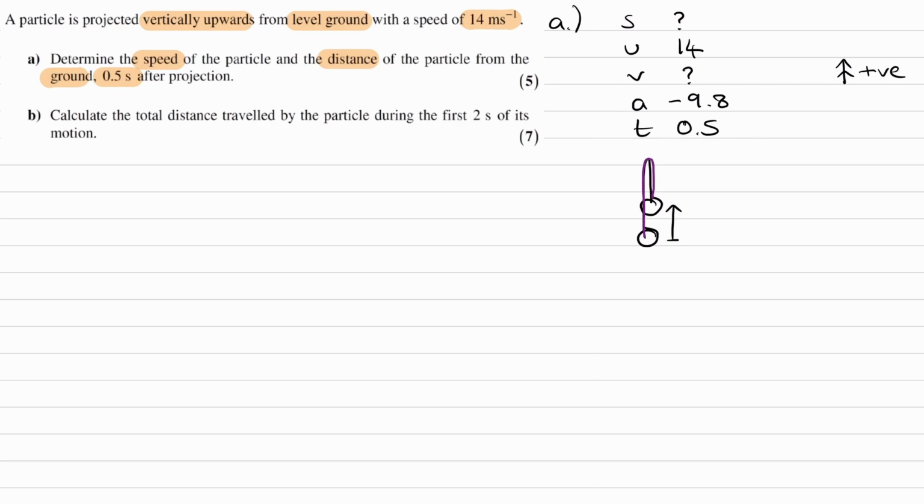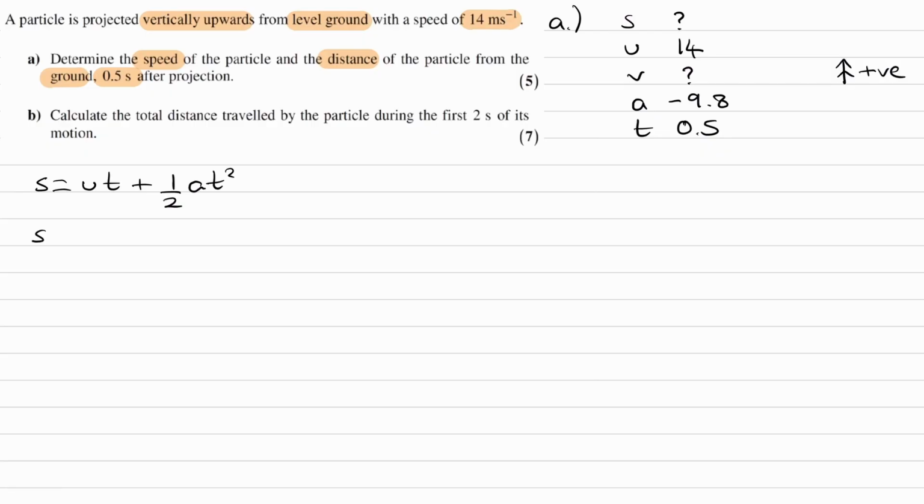Now in this question we're trying to work out the distance of the particle from the ground, so the displacement is fine. Whatever this vector would be, that would be the same thing as the distance of the particle from the ground. Okay, so SUVAT we can use to work out S. S equals ut plus half at squared.